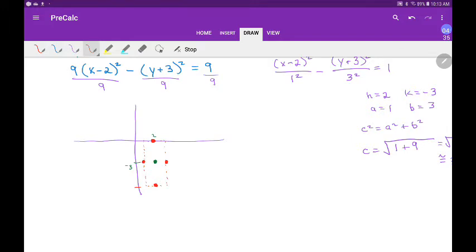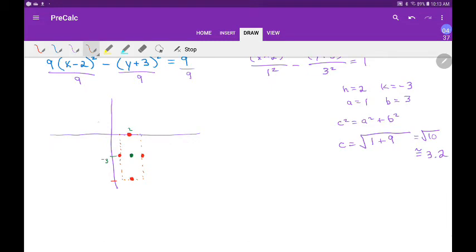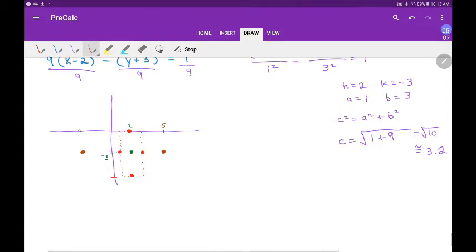I guess I neglected to put down c. So 2 plus 3.2 is 5.2. We'll say 5 is about right there, 5.2. And then about 3.2 in this direction. What do you think? About somewhere around there. 3.2 for my foci.